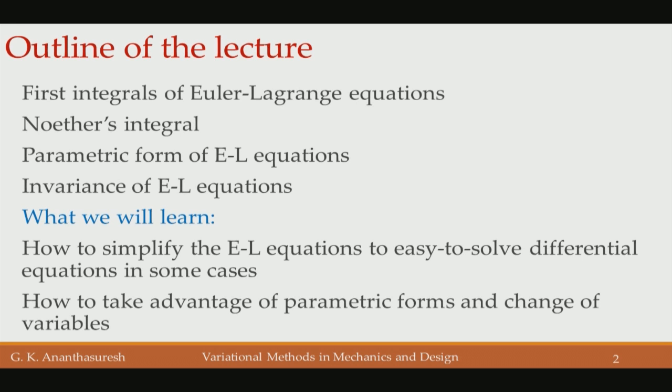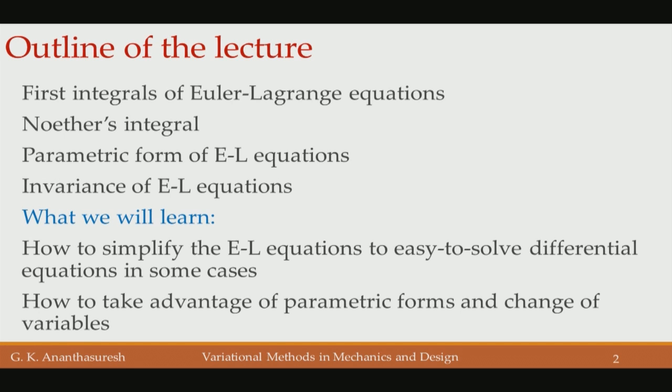There is an interesting theorem after Emmy Noether, or what is called Noether's integral. We will discuss that also, and then we will see what happens to EL equations. By EL we mean Euler Lagrange equations when we use parametric form. When you have two variables x and y, you can express both of them in terms of another variable, let us say t, x of t, y of t. Then what happens to Euler Lagrange equations? Likewise, when do Euler Lagrange equations remain invariant? That is, you change to parametric form or change of variables, and still the Euler Lagrange equation should be of the same form.